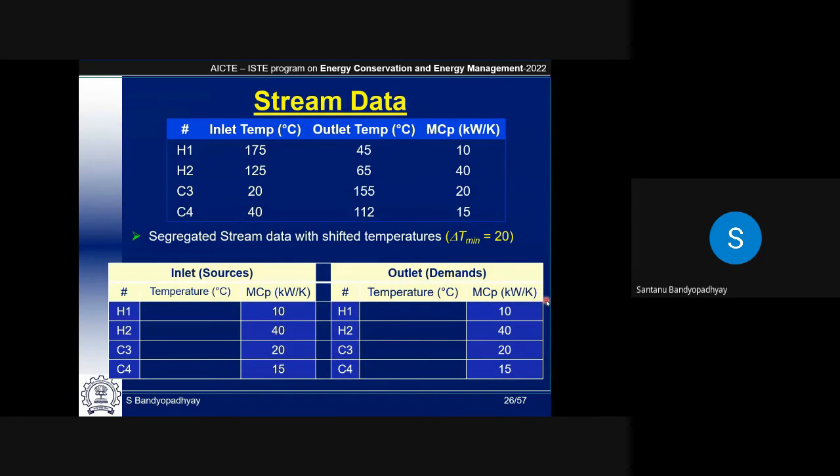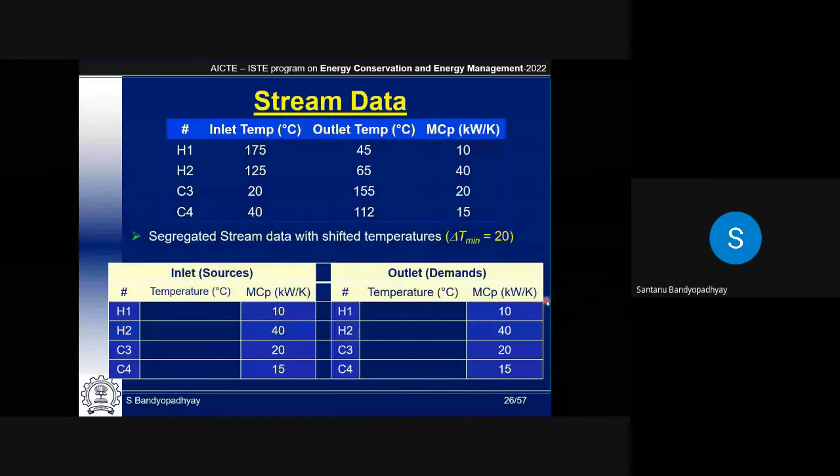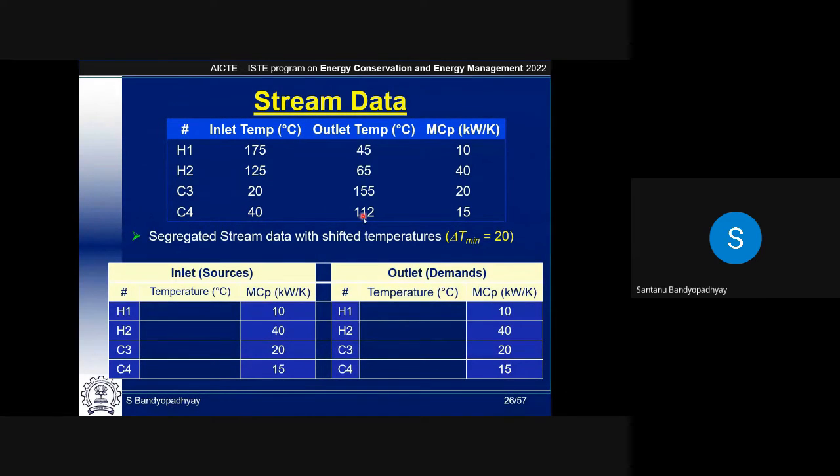Then you can always look at this paper to find it out. So we'll start with this data. H1, H2, C3, C4, their inlet temperature, outlet temperature, and MCPs are given. And we assume that there is a delta T mean of 20 degree.